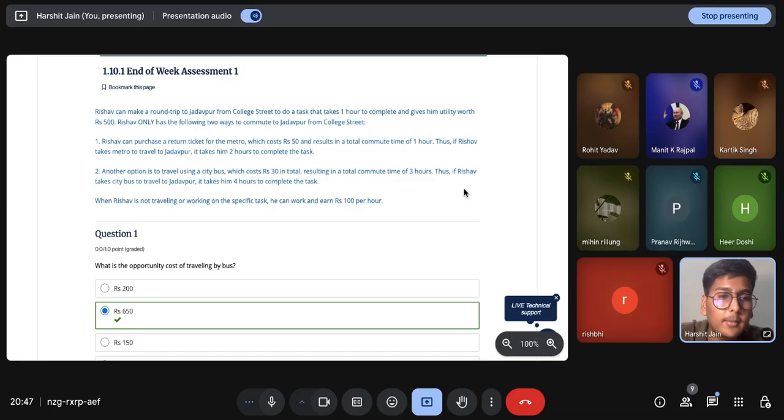Guys, are you solving, other than DCB and Rohit and me? Manet, Karthik, Mihin, Pranav, Heer.